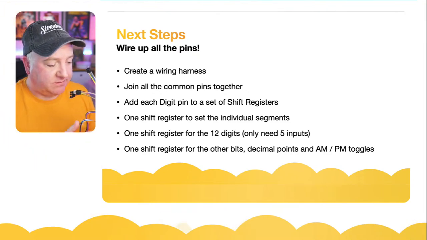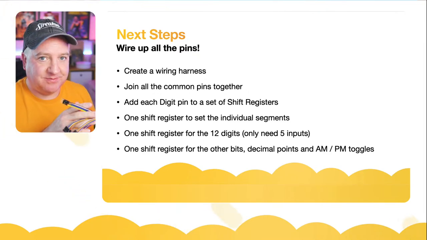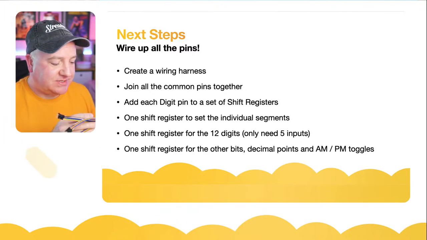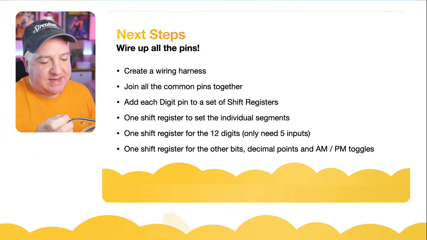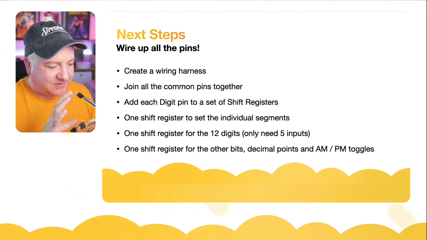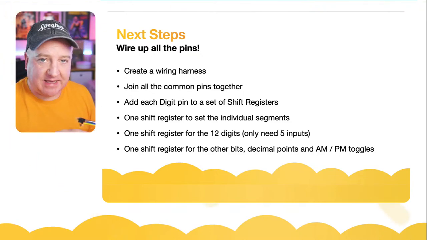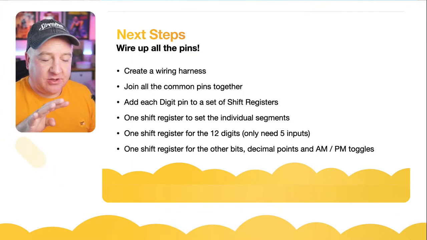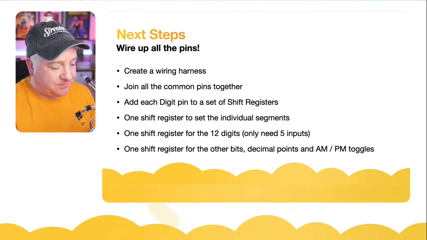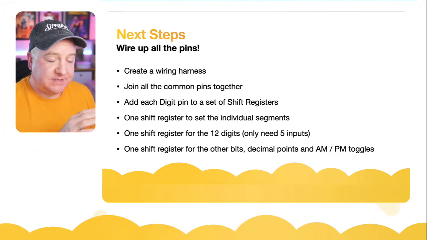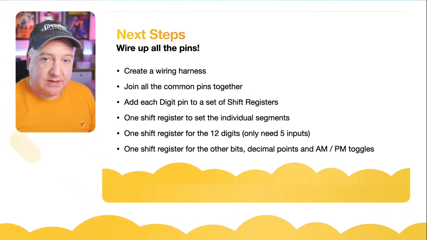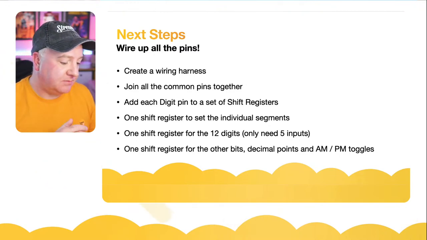I'm going to need 12 sets of these, so 24 pairs of 8 wires, and then I'm going to have to connect all the common ones together, so all the segment A, segment B's, every single one of these together, and then just have a shift register for whichever of the 12 digits it's on. So I don't need many pins for that to get that value.